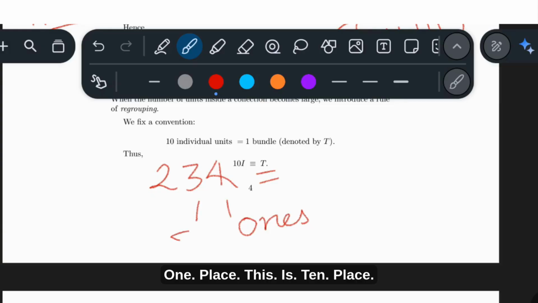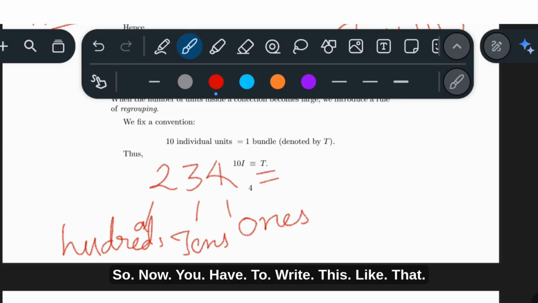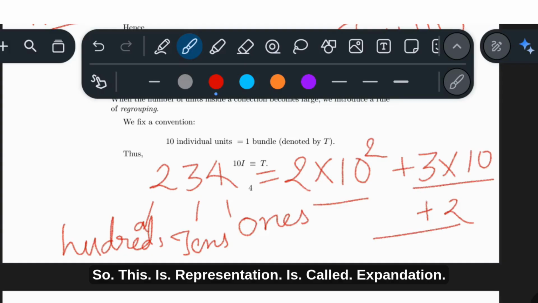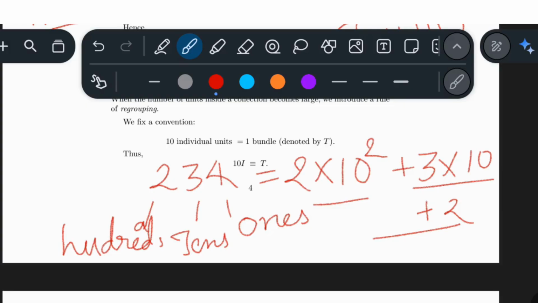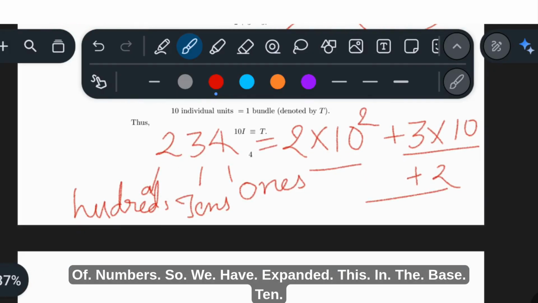Just see, this is the ones place, this is the tens place, this is the hundreds place. So now you have to write this like that. This representation is called expansion of numbers. So we have expanded this in base 10.